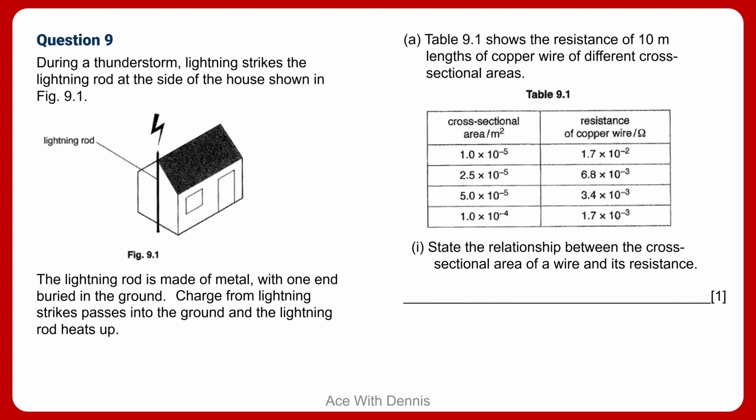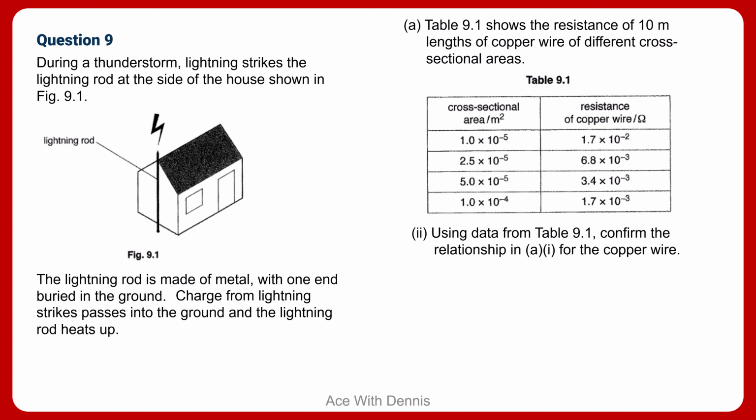1 mark. Okay, so this question is pretty straightforward. We know that the formula to calculate resistance is R equals rho L over A. Hence, cross-sectional area of a wire is inversely proportional to its resistance.